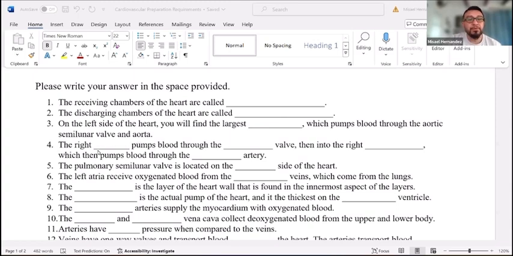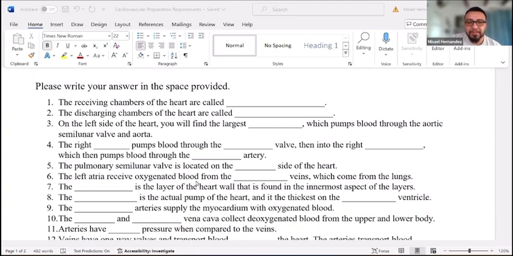Number four, the right blank pumps blood through the blank valve, then into the right blank, which then pumps blood through the blank artery. Number five, the pulmonary semilunar valve is located on the blank side of the heart. Number six, the left atria receives oxygenated blood from the blank veins, which come from the lungs.